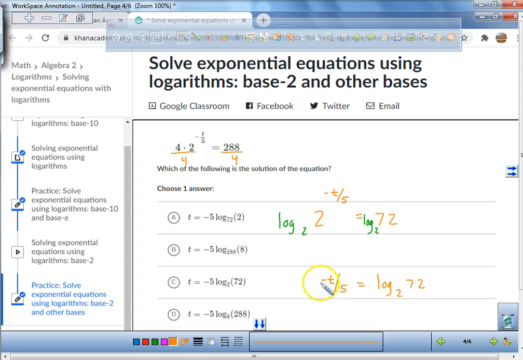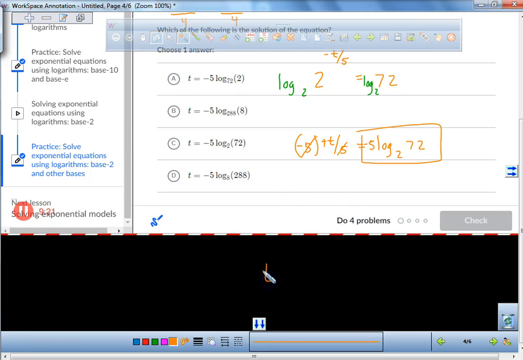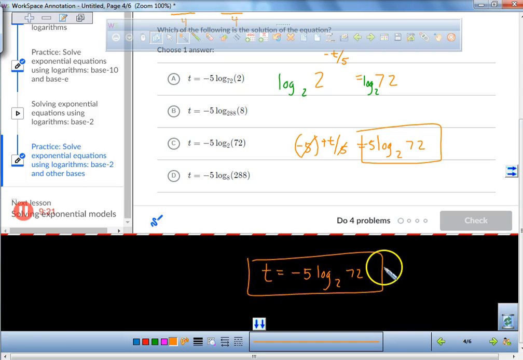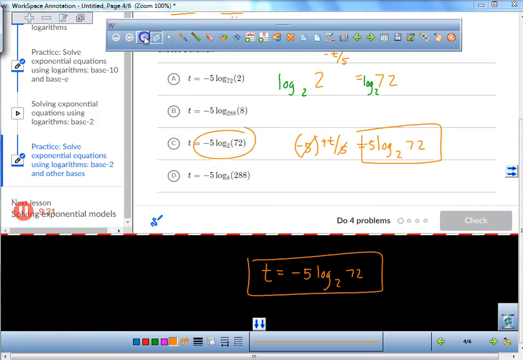And I've got to multiply by the reciprocal to get rid of that negative. If there's a 5 in the denominator, I've got to put a 5 in the numerator. So I've got to multiply both sides by negative 5. All right, and these will cancel out, and that will become a positive. So our final answer is t will equal negative 5 log base 2 of 72. So it's here, negative 5 log base 2 of 72. There it is right there.